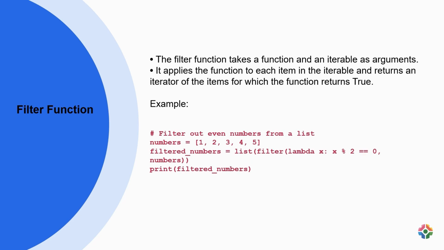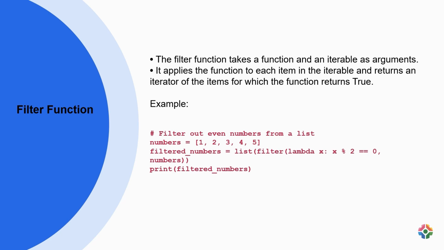The filter function in Python is utilized to selectively extract elements from a given iterable based on a function's evaluation. It accepts a function and an iterable. Each element in the iterable is tested against the function, and only the items for which the function yields true are included in the resulting iterator.